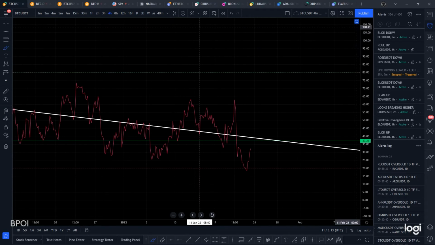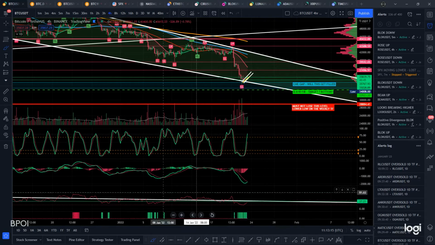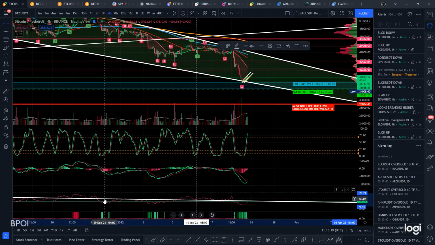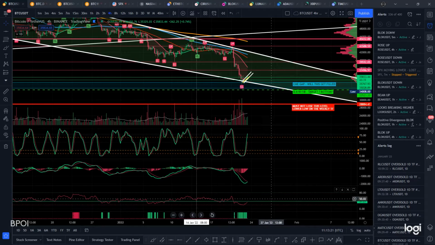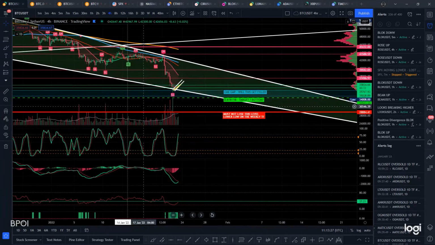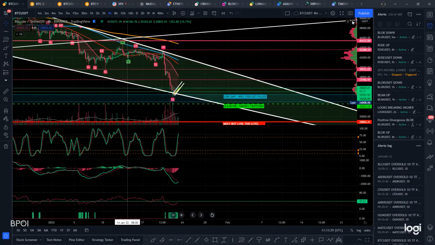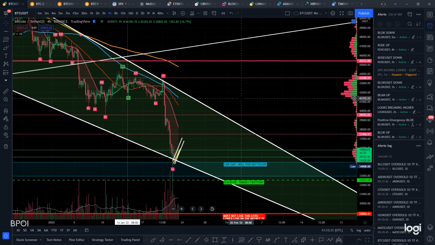Just going back to the 4-hour, just going to expand. Okay, so I can delete this line now. I'm happy to delete this line at the moment. I will come back to that at a later stage. But I'm looking at 37.21 potentially for an area where the RSI is going to get rejected. So all in all, relief bounce is looking fairly good.